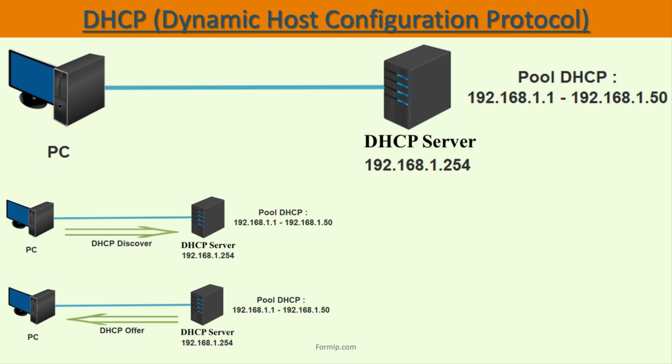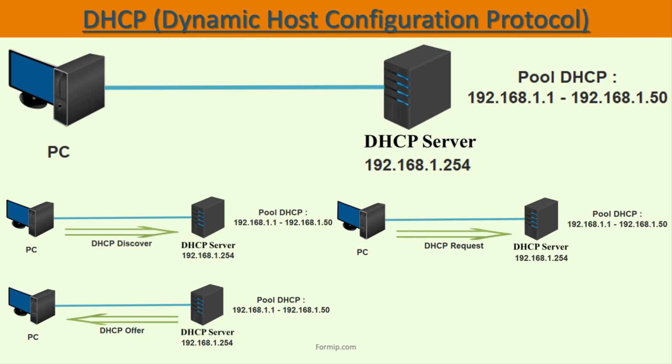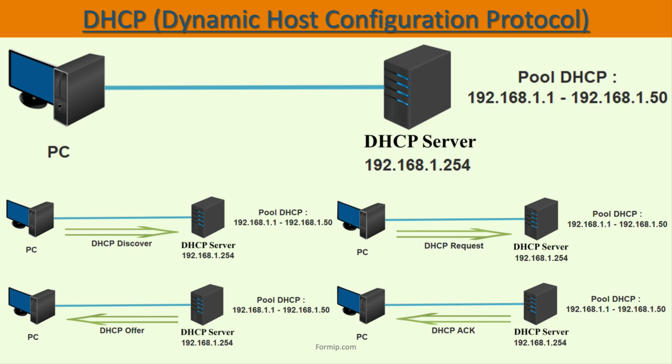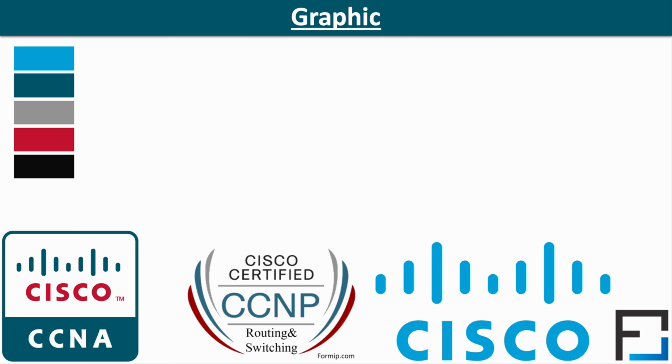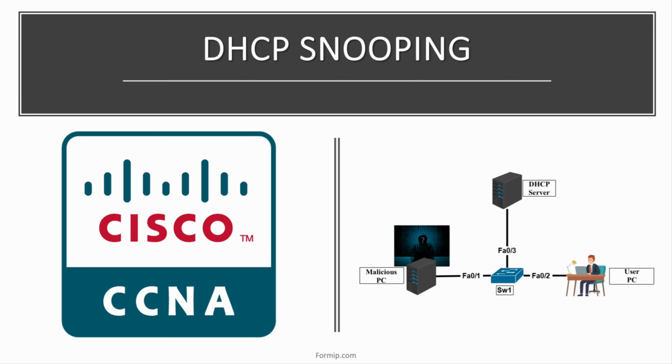After receiving the DHCP offer message, the PC will send a DHCP request message to ask the server if it agrees to use the information contained in the DHCP offer. And finally, the DHCP server will respond with a DHCP ACK message. It can be seen as an acknowledgement of receipt of the PC's request.